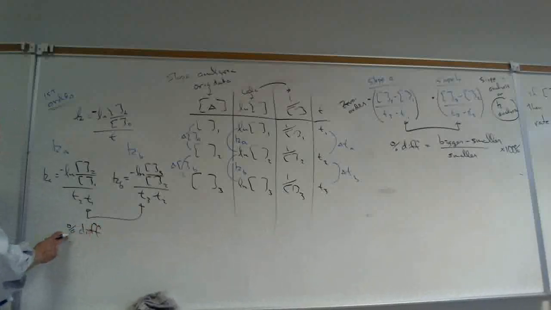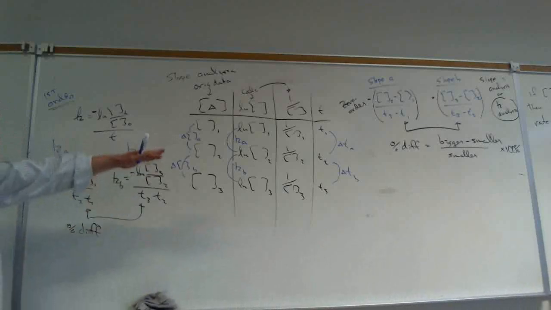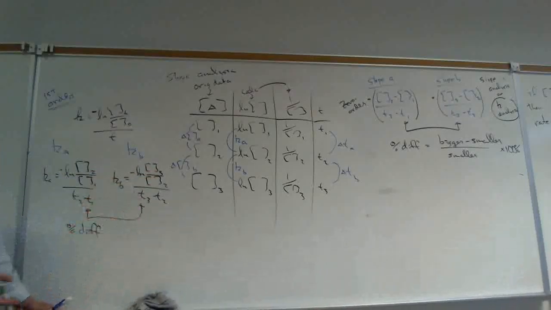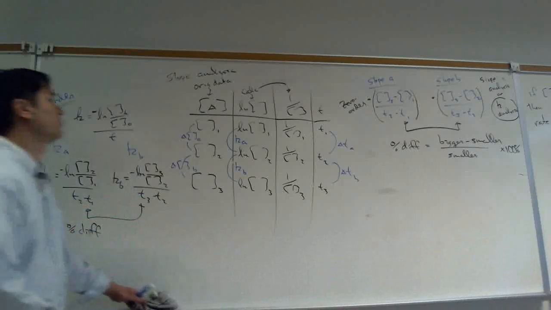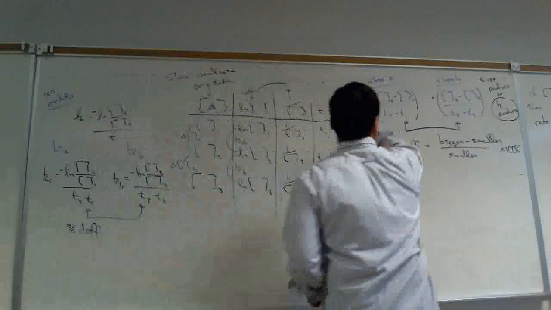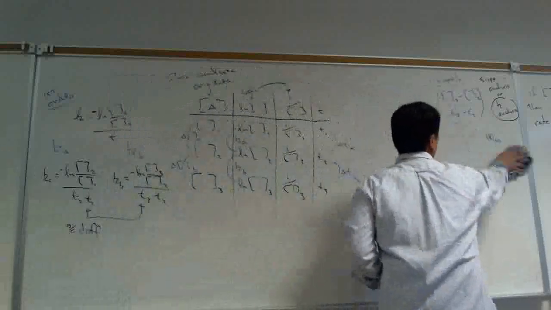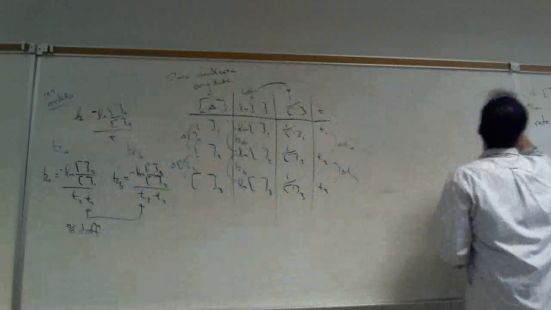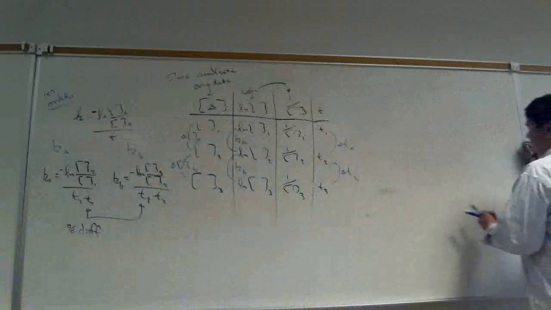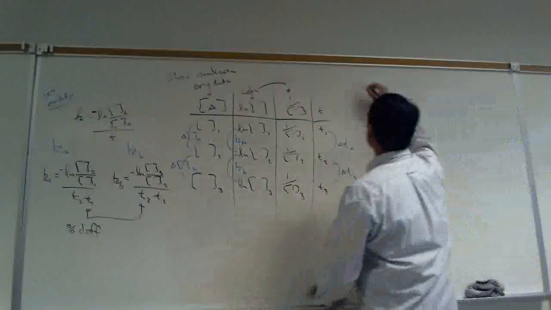Percent difference. And then compare, which ideally the percent difference should be 0 if it's linear. That shouldn't be changing. That's first order. And then we go on to the next one, which is going to be second order.